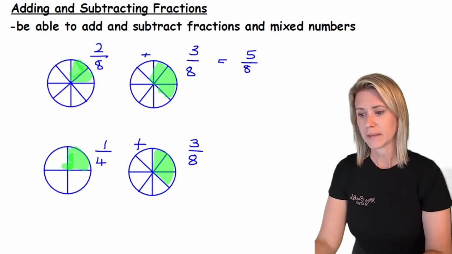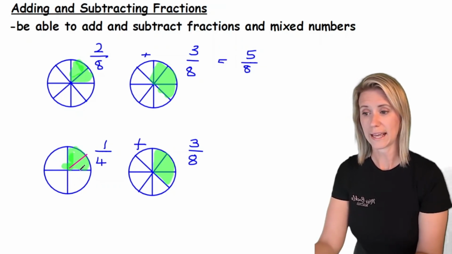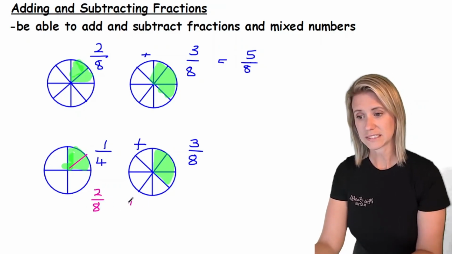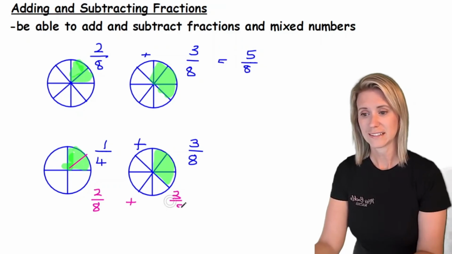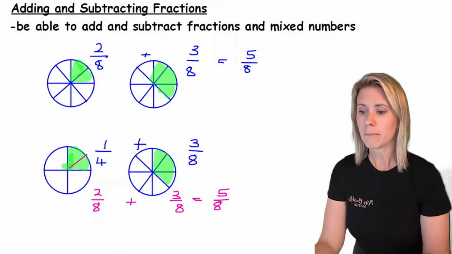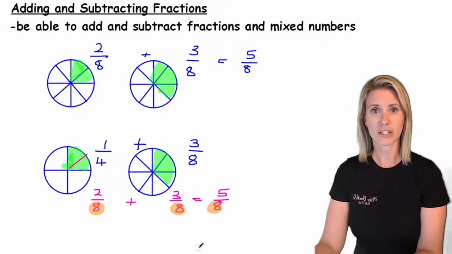different sizes. If we were to split the quarter into 8s, there we go, then we can see that we've got 2/8 there, and 2/8 is the same as 1/4. So 2/8, we're still adding it to our 3/8, and now we can easily combine them to get our 5/8. So, key point here is that you've got to have the same denominator in order to add those fractions together.